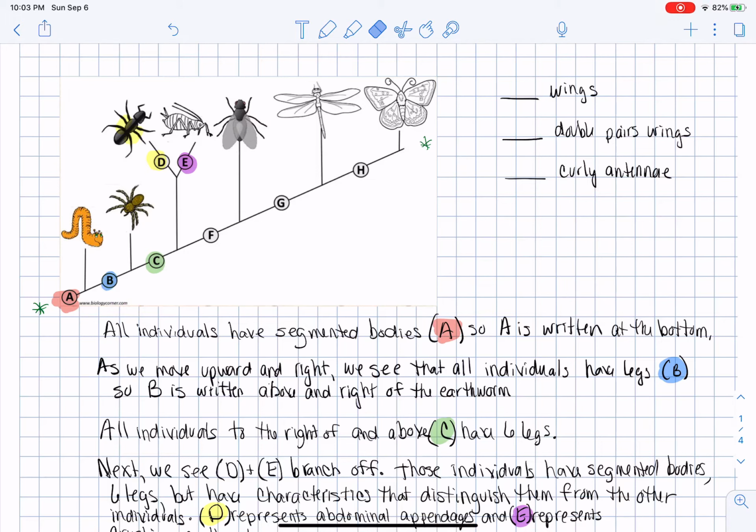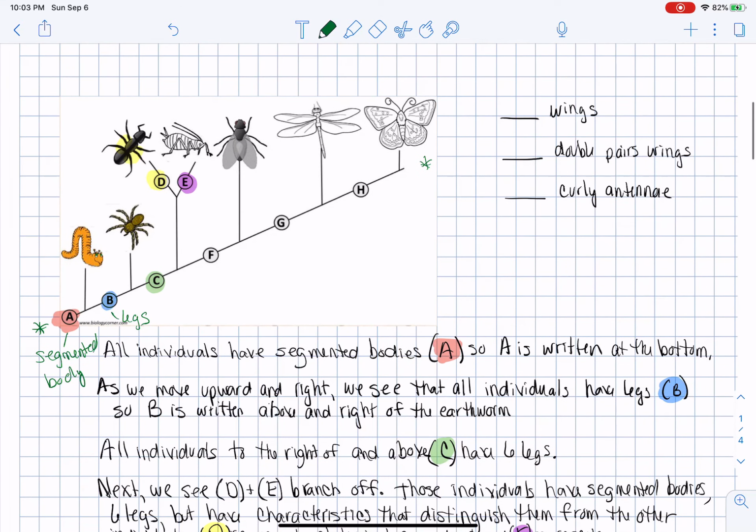Now, if we take a look upward and to the right, we see that we have a bunch of insects, and the difference between the insects and the earthworm is that the insects all have legs of some kind, so their legs are represented by B. Okay, this is the segmented body. Everything from A up has a segmented body. Everything from B on up has legs.